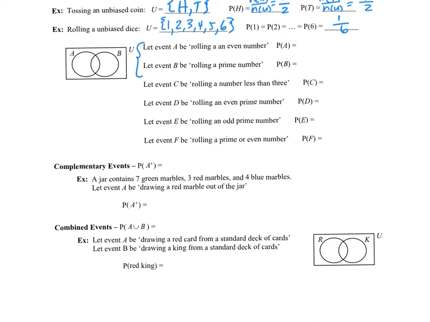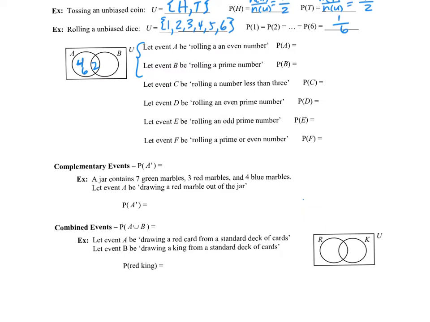Now, there is one number that would be in the intersection of those two sets, and that's the number 2, because the number 2 is both prime and even. The other possible prime, and then the other possible even outcomes would be 4 and 6, okay?